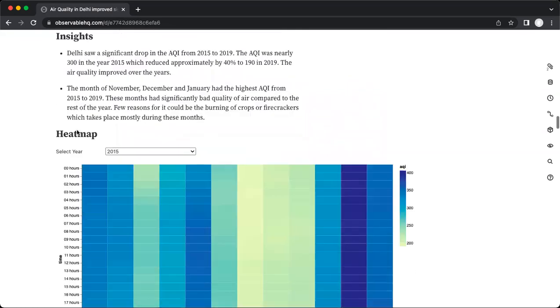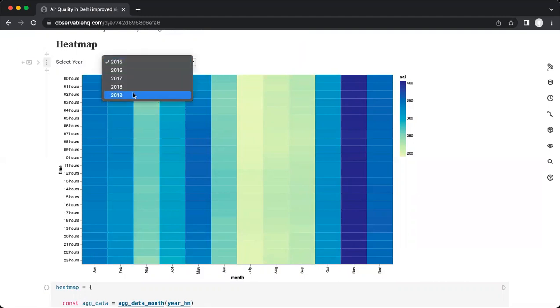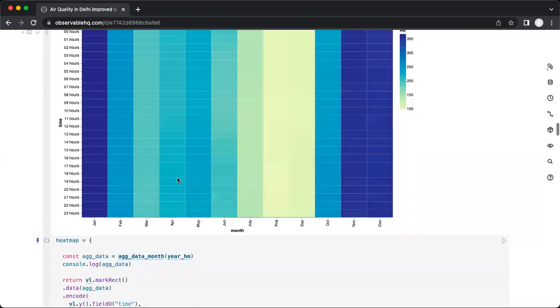I also did some exploration, including a heat map. This heat map shows month versus time. This is a 24-hour time, and for the average AQI of each month, you can see at what time what the average AQI was. Here you can see that the months of July, August, and September had the lowest AQI, while November, December, and January had the highest AQI, and you can select the year for which you want to see the data.